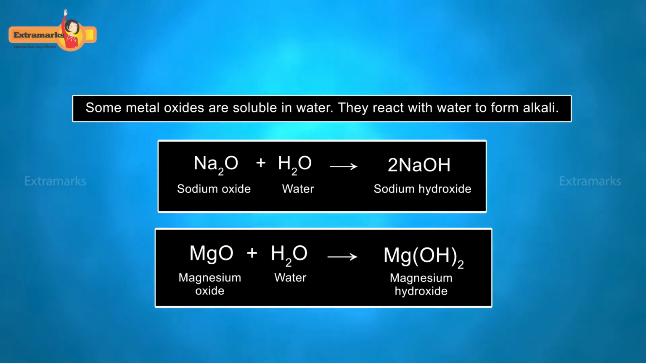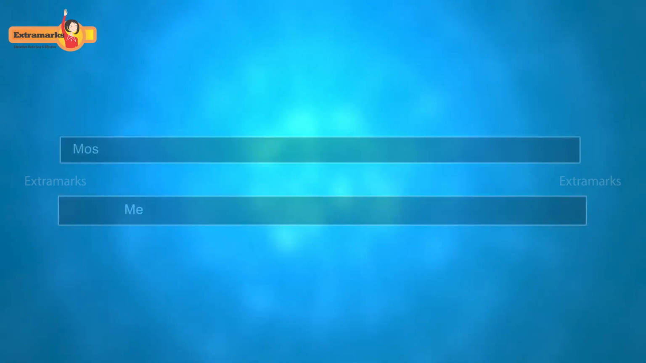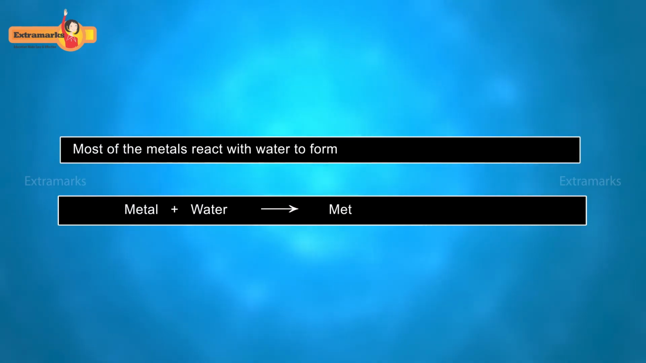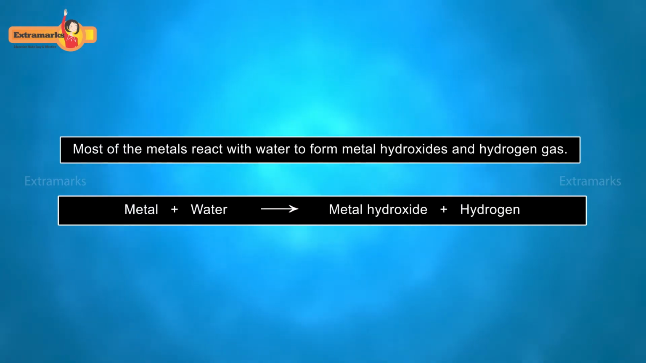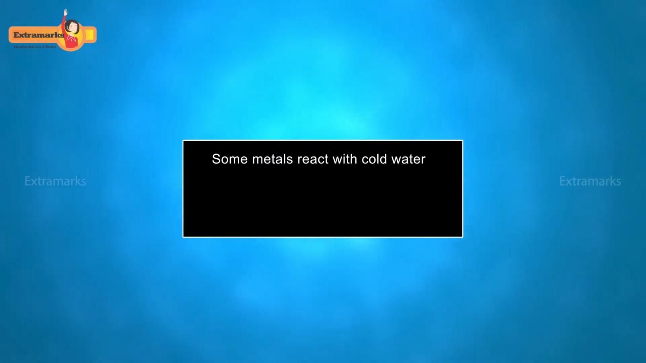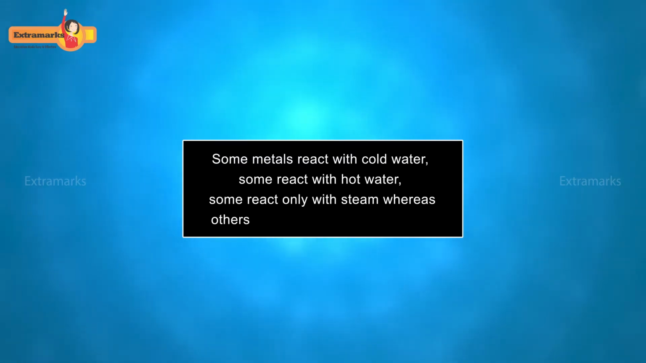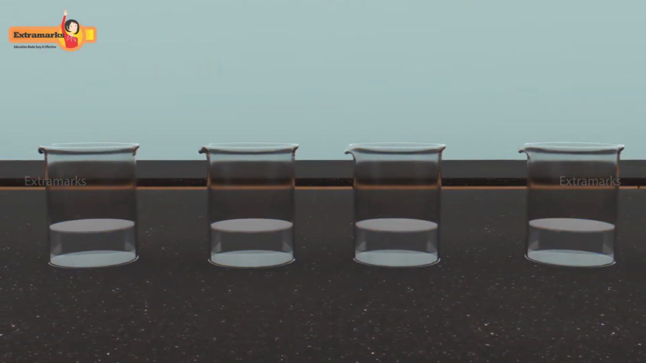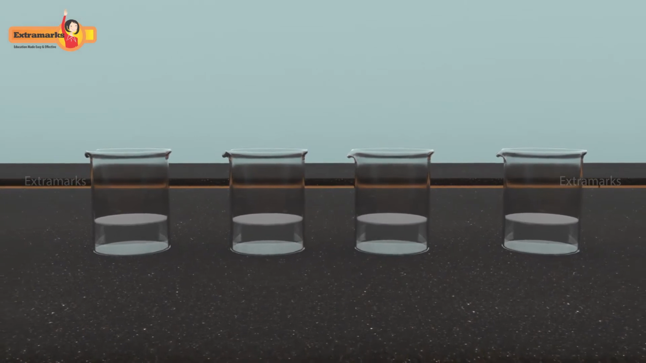Let us find out how metals react with water. Most of the metals react with water to form metal hydroxides and hydrogen gas. The intensity of reaction of metal with water depends on its chemical reactivity. Some metals react with cold water, some react with hot water, some react only with steam, whereas others do not react even with steam. This can be understood clearly with the help of an experiment.